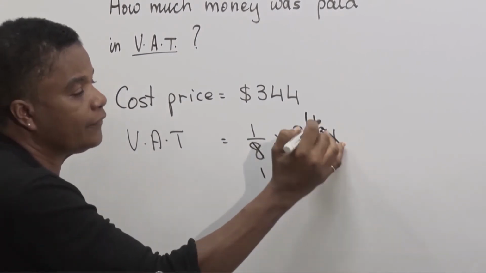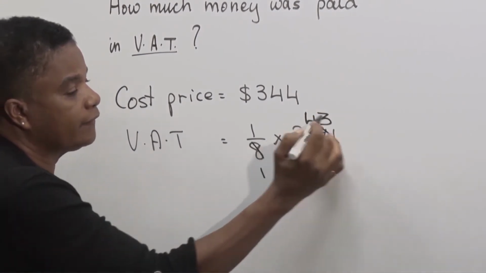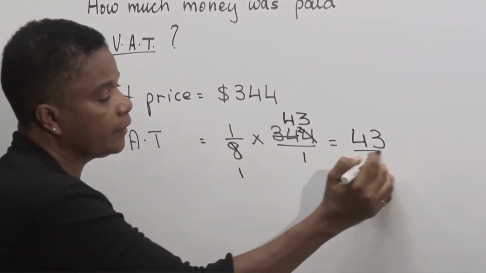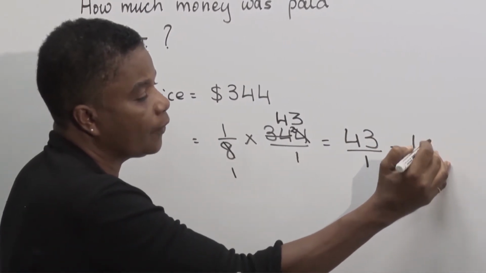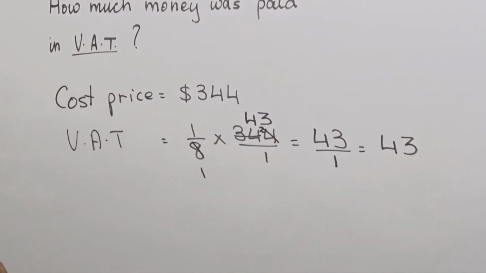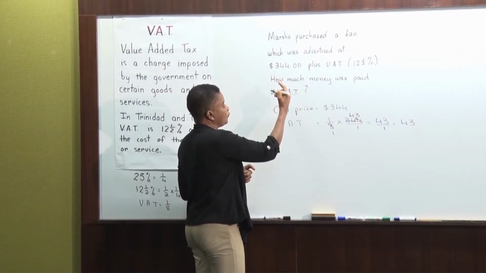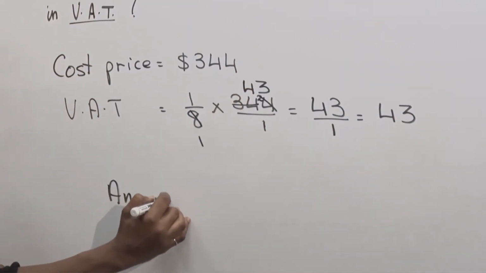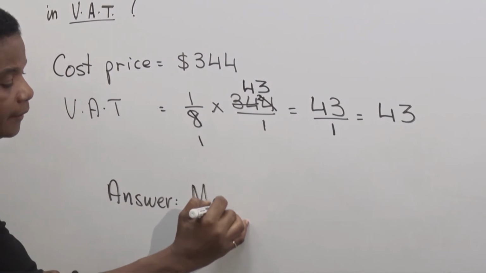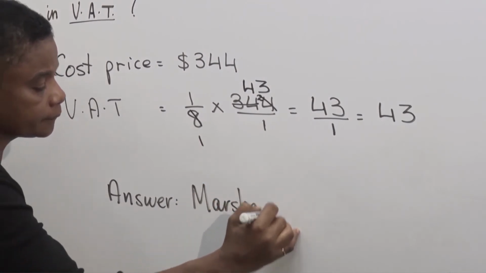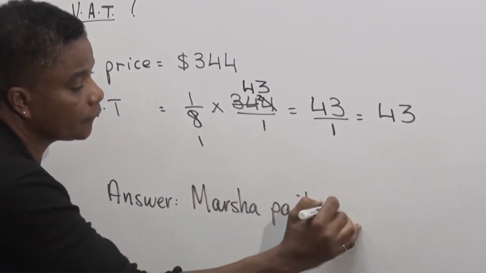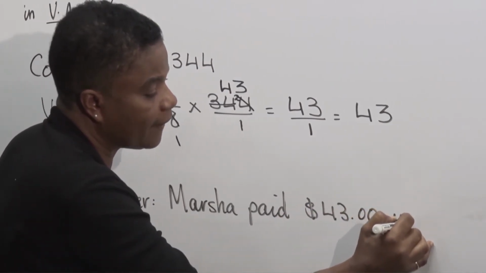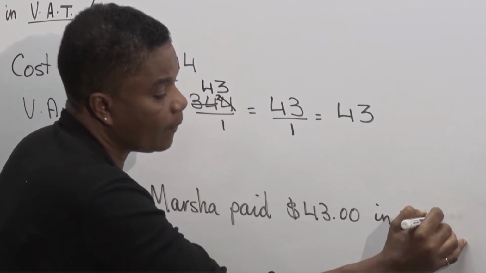And 8 into 24 is 3. 1 times 43, 43. 1 times 1 is 1. And 1 into 43 is 43. So how much money did Marsha pay in VAT? Our answer, Marsha paid $43 in VAT. Now that's what the question asks.